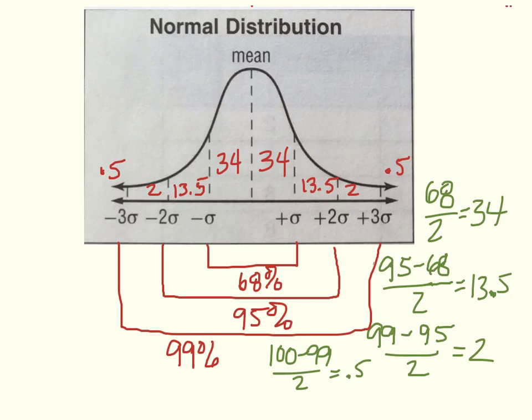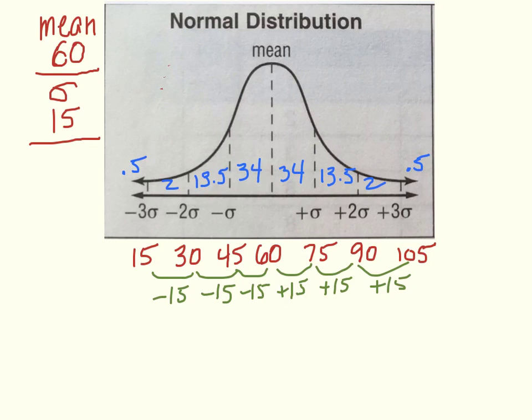We can also combine these, and we could, of course, then say that 47.5% of the data falls between the mean and 2 standard deviations. 49.5% of the data falls between the mean and 3 standard deviations. And you guessed it, 50% of the data is above the mean, and of course that means 50% of the data is below the mean.